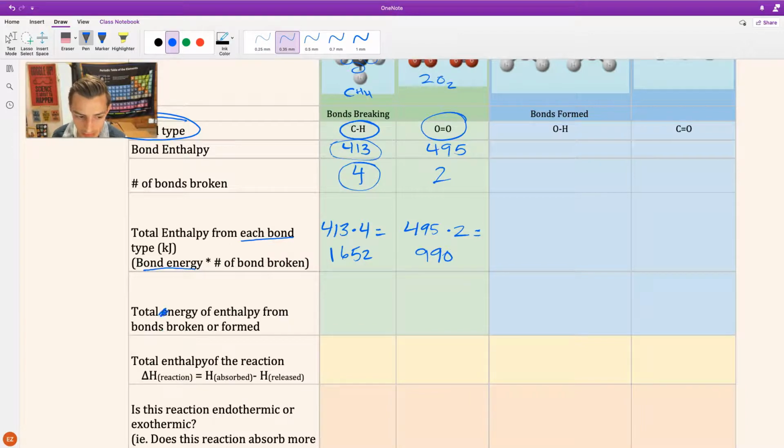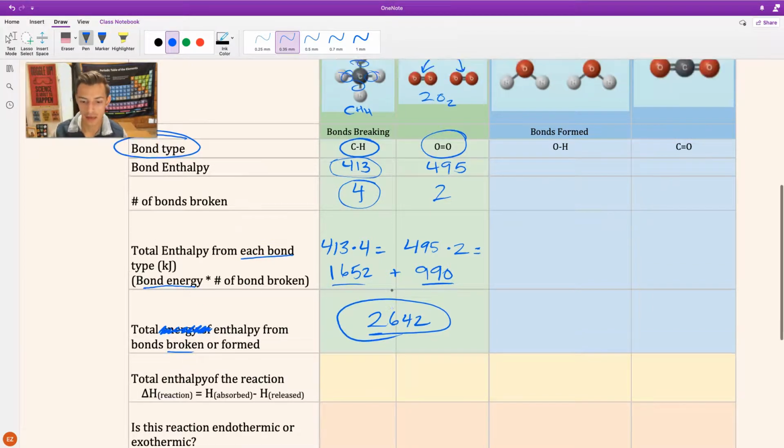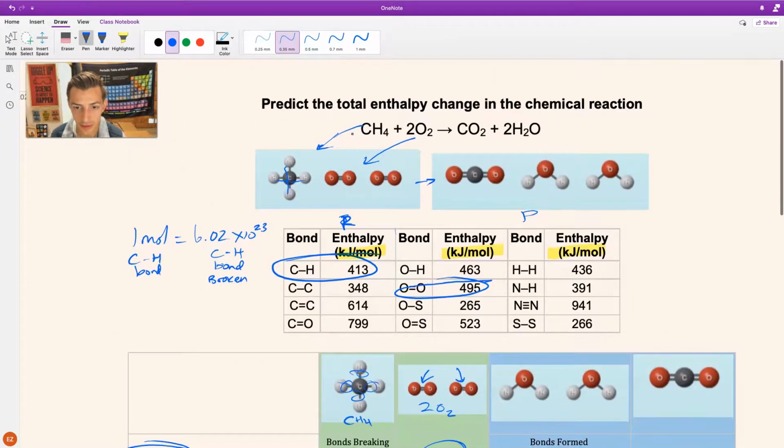And then the final part is the total enthalpy from the bonds broken or formed, which is really just adding these two things together, and I'll get the total broken amount over here. That value is 2642, just adding those together. Okay, so now I know how much energy was required to break the reactants apart into their component atoms, and then to rearrange them and put them together as products.